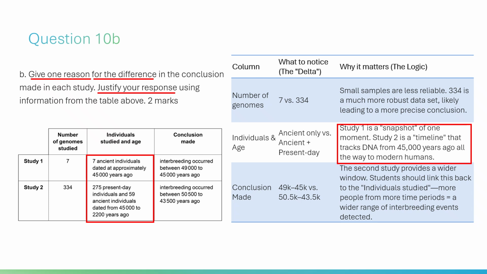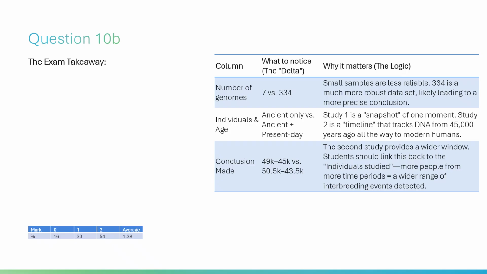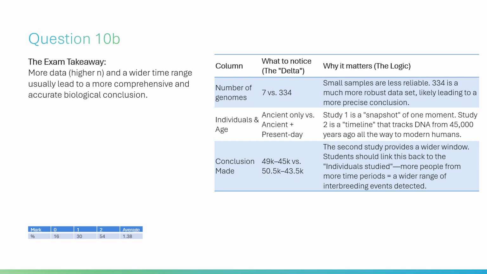By increasing the sample size to 334 genomes, and including present-day individuals, the researchers opened the lens wider. This extra data allowed them to detect earlier and later genetic traces, revealing a much larger 7,000-year window that Study 1 simply didn't have the resolution to see. More data, higher N, and a wider time range usually lead to a more comprehensive and accurate biological conclusion.